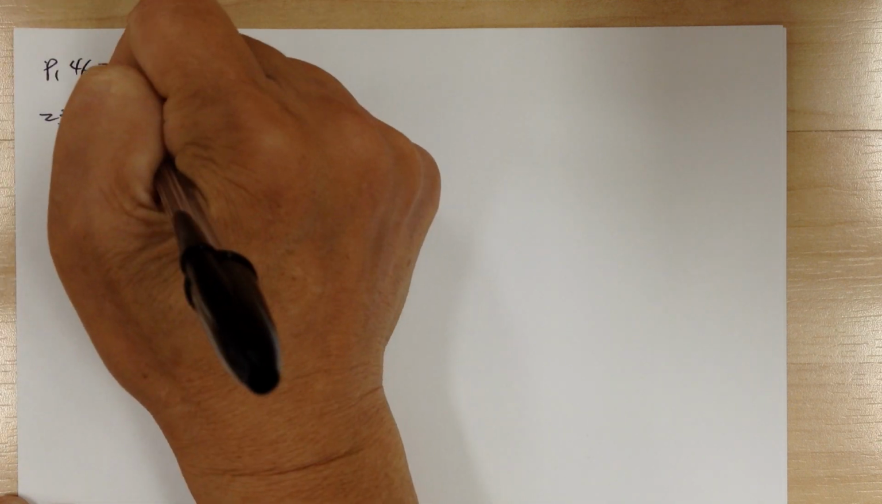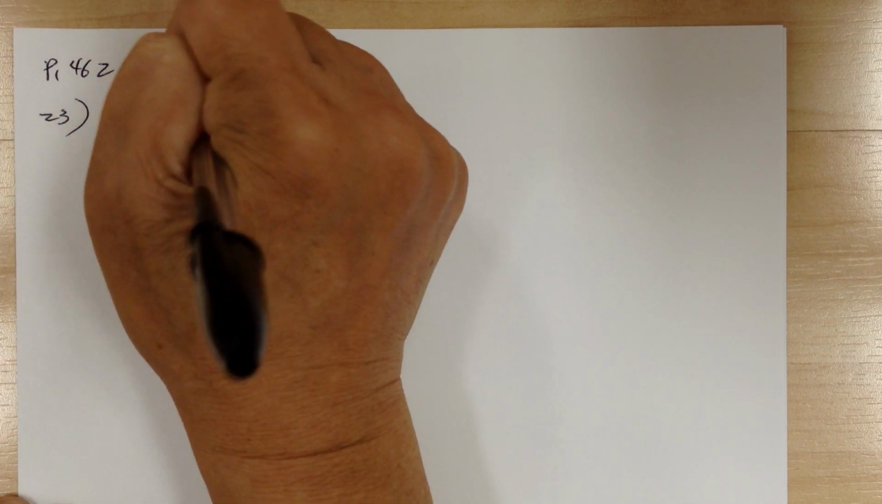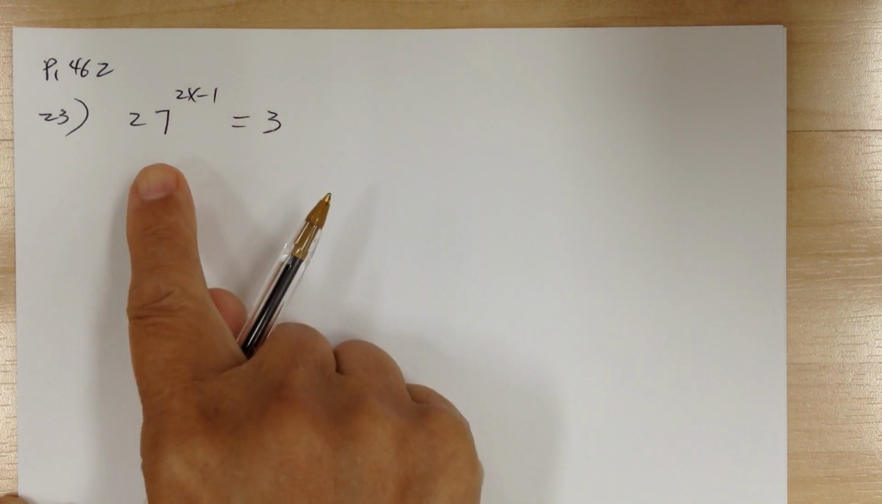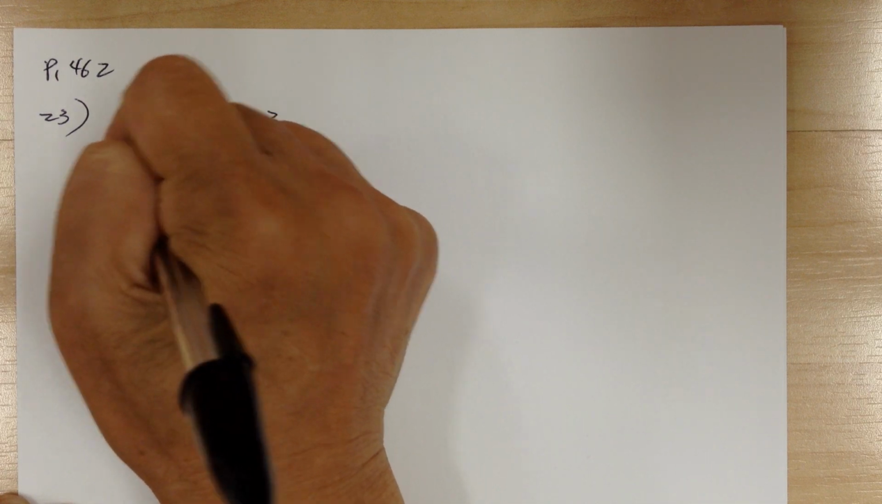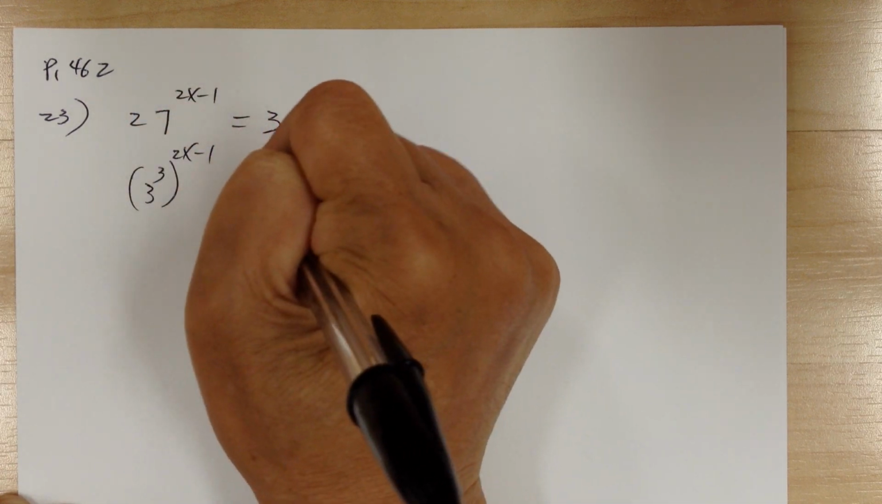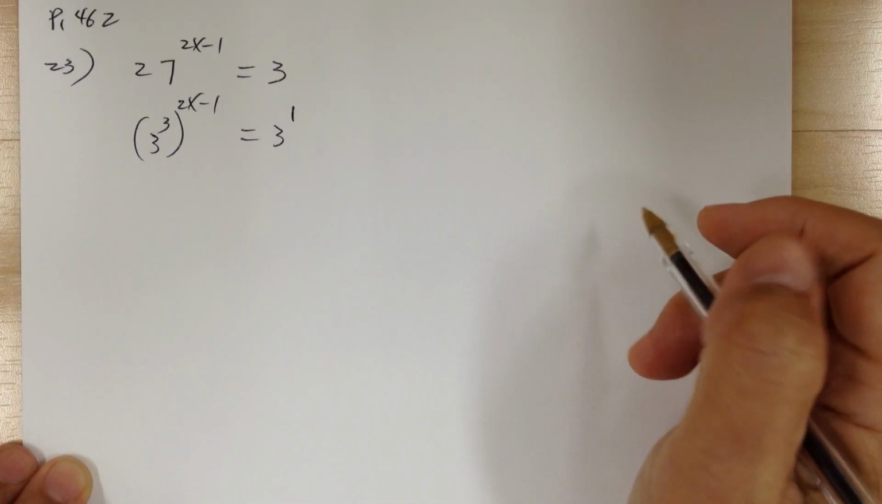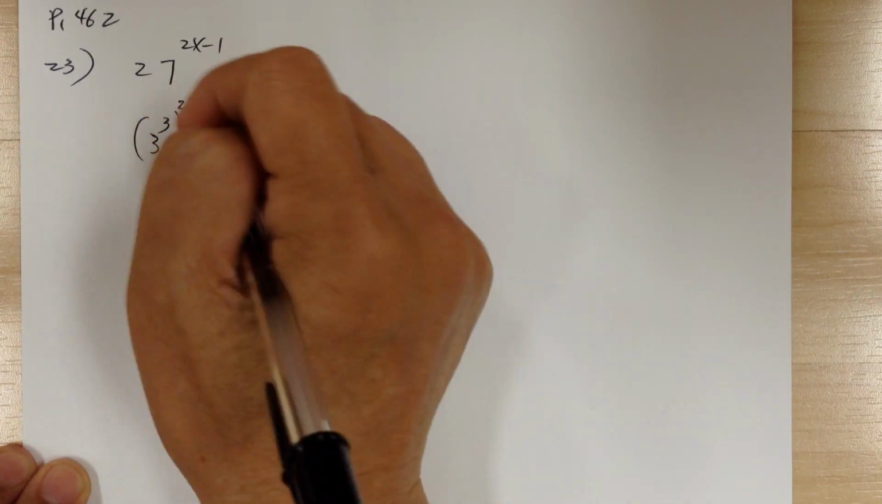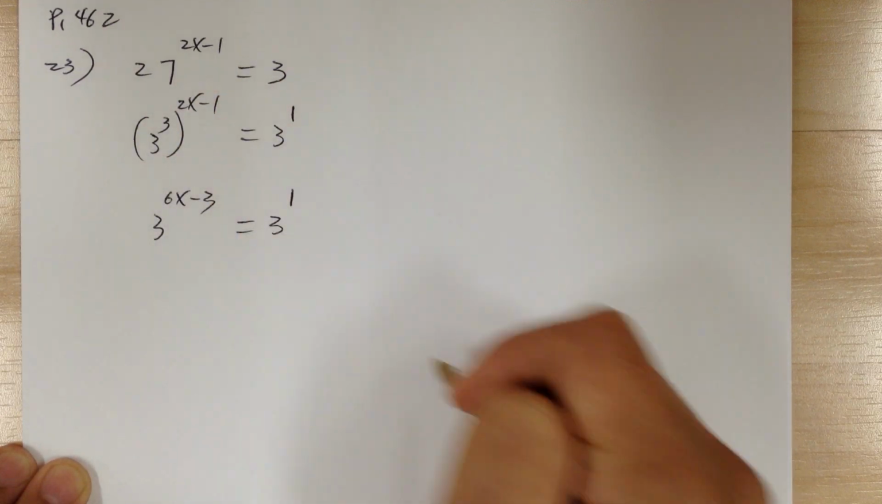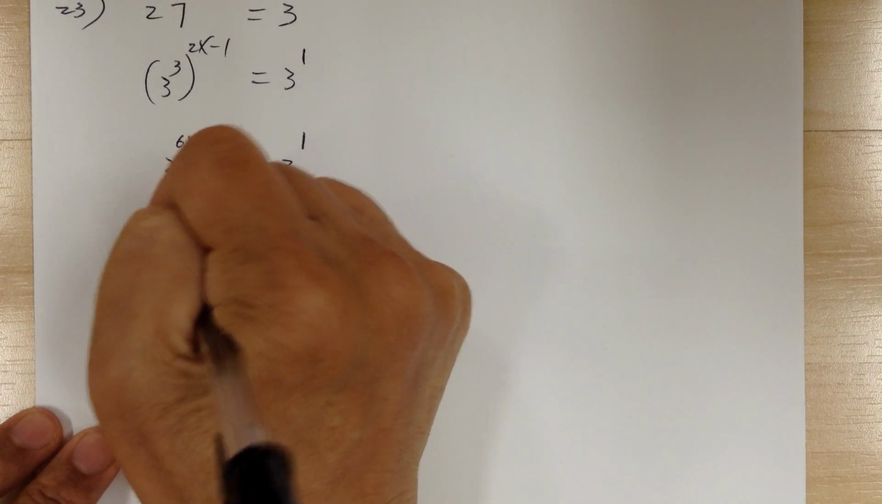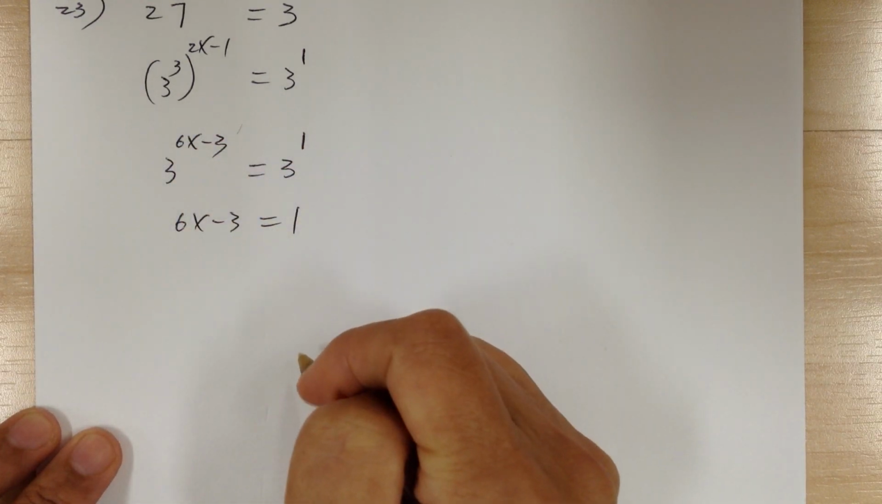Okay, next one. So you have 27 to the 2x minus 1 equal to 3. Okay, so let's go and make these to base 3. So 27 is 3 to the 3 power. And this is 1. Okay, then after that, go and apply your power rule. So it becomes 3 to the 6x minus 3 equal to 3 to the 1. Then after you match the two sides, so you got 6x minus 3 equal to 1.